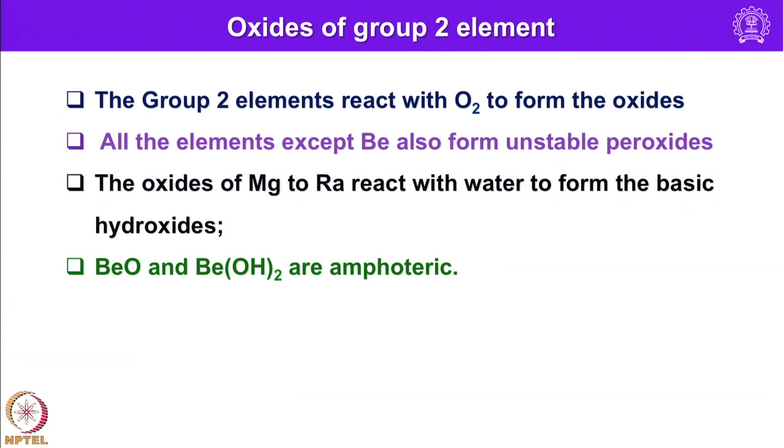So, group 2 elements react with oxygen to form oxides. Now, let me look into the oxides of group 2 elements. Group 2 elements react with oxygen to form oxides. All the elements except beryllium also form unstable peroxides. The oxides of magnesium to radium react with water to form basic hydroxides, very similar to alkali metal oxides. And beryllium oxide and beryllium hydroxide are essentially amphoteric in nature. Beryllium oxide is obtained by ignition of the metal in oxygen.